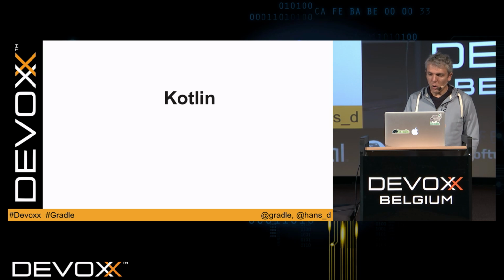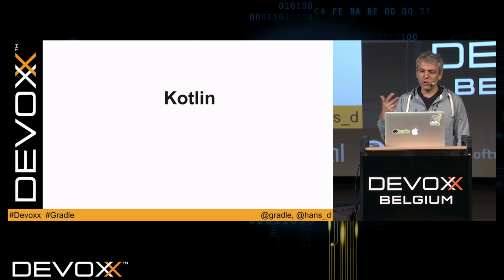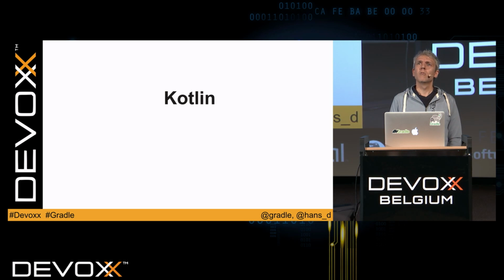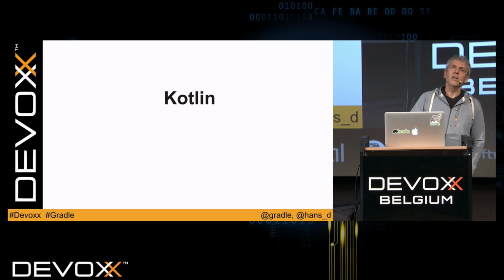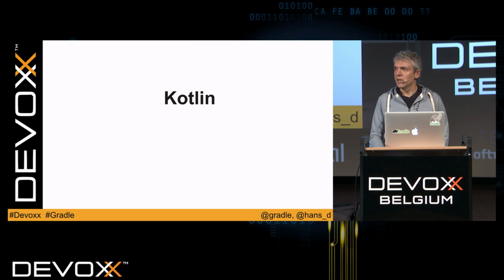Okay, so some of you might have heard that Gradle is now also offering Kotlin as a language that you can use to describe your build. Who is aware of that? Yeah. Who knows about Kotlin? That's interesting. Only 20%. Okay. So it's a new JVM language provided by the folks from JetBrains, the creators of IntelliJ.